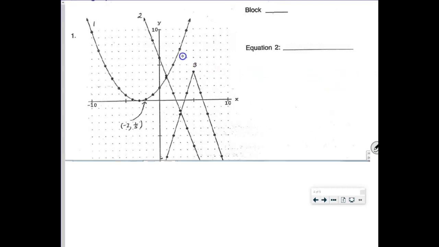Who wants an easy question? Nobody? Okay, Taylor. Number 2. It's just a line. We don't have to do a lot of work here. Can you give me the general form of a line?